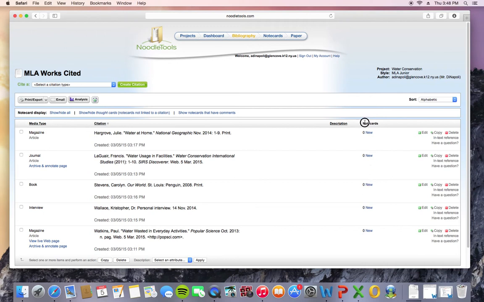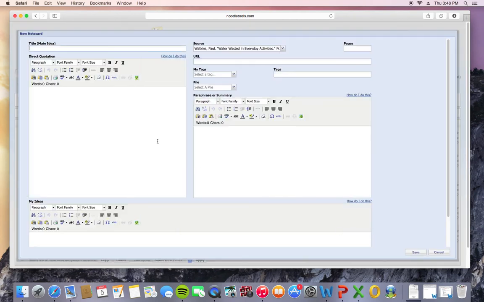Okay, so see where it says note cards right here? And you have new next to my Hargrove resource. I have new against my LaGuerre resource, new against my Stevens resource, etc., etc. Let's say that the first piece of evidence I want to paraphrase is coming from my Watkins. So I'm going to click on new for note cards. All right. And what will pop up is my index card that I can start typing up on.